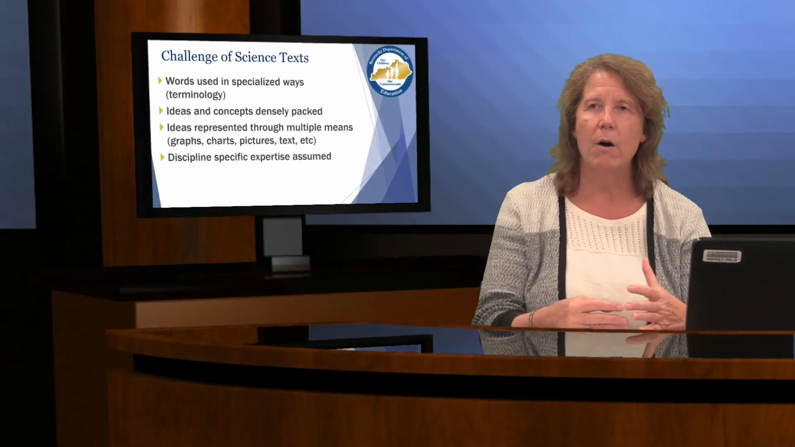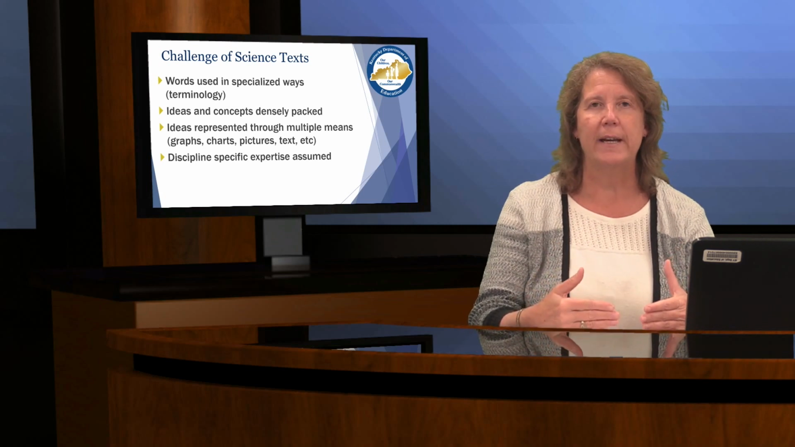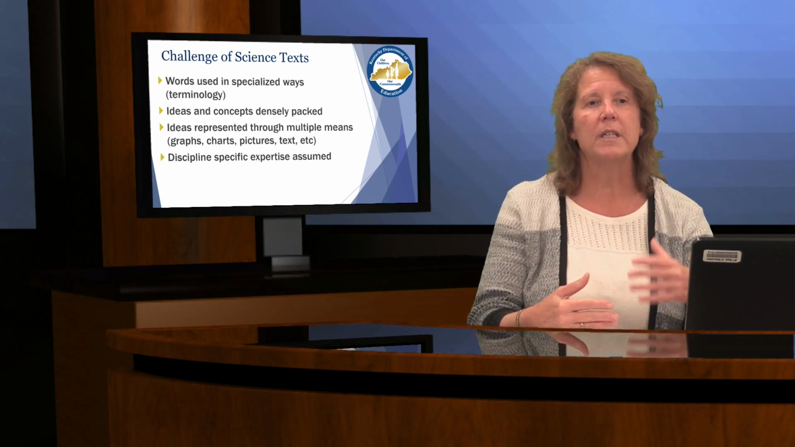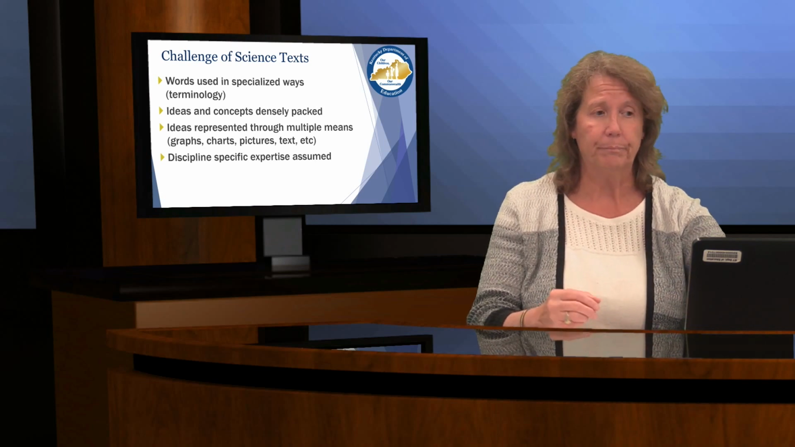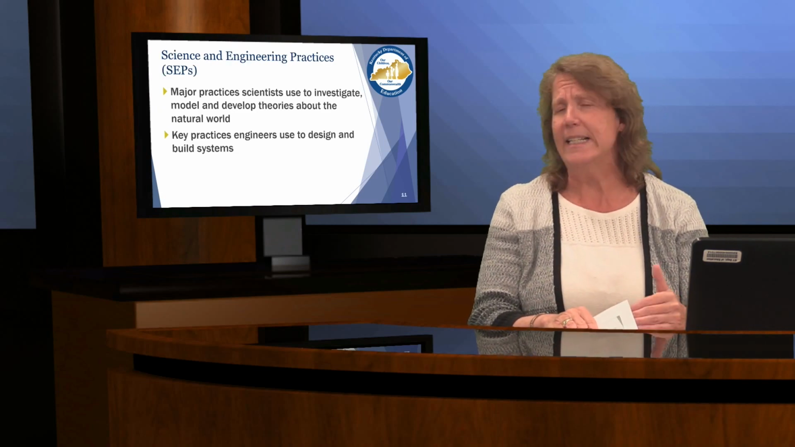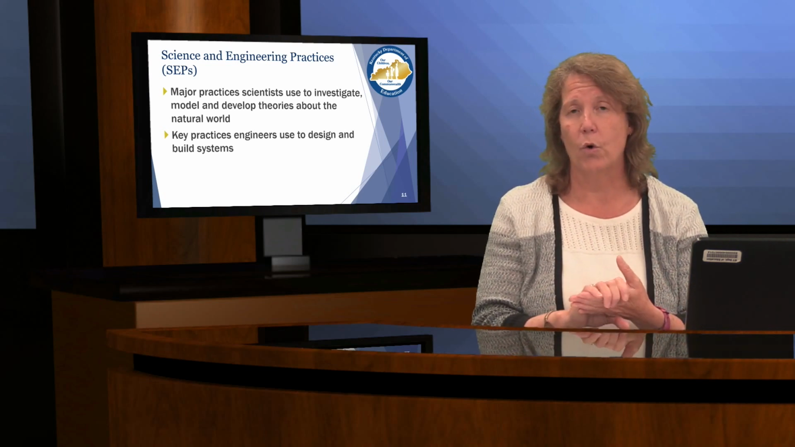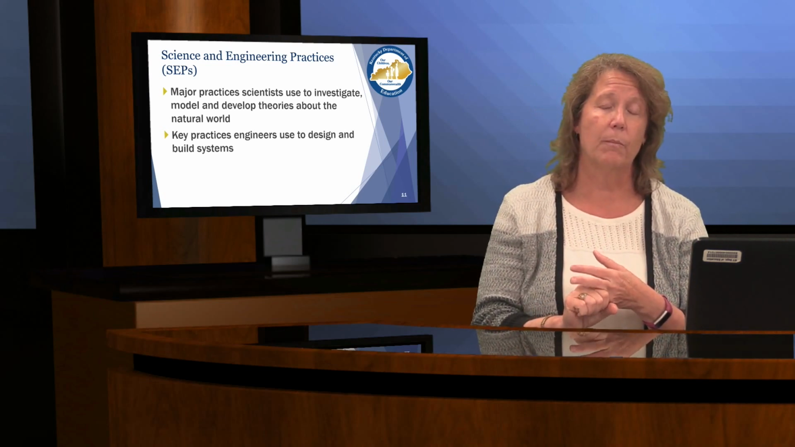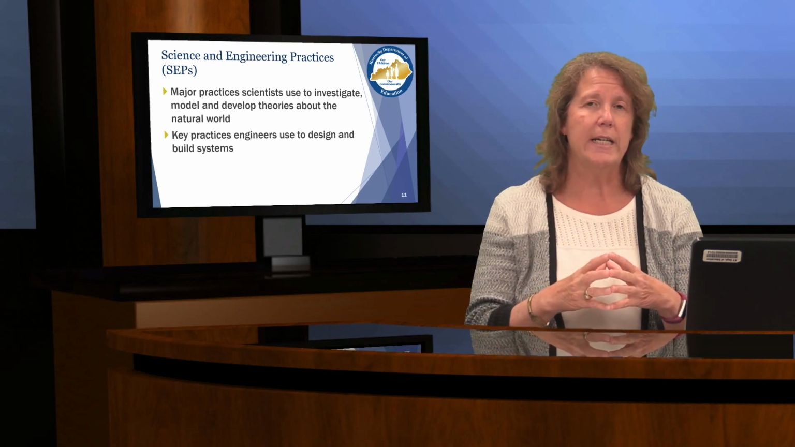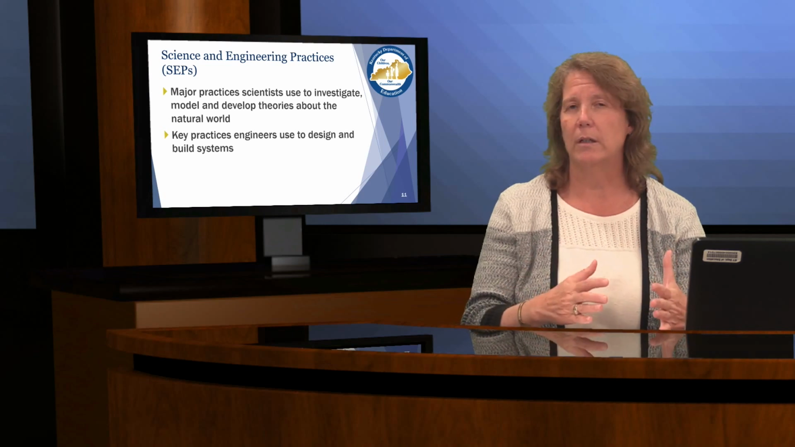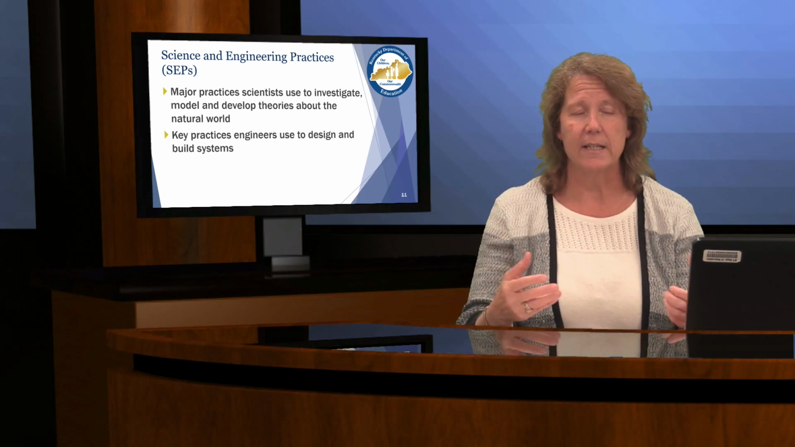So there are some components that are maintained within or assumed by the writers that are trying to communicate information. So in the sciences, we have the three dimensions. We have the disciplinary core ideas, we have the science and engineering practices, and we have the cross-cutting concepts. The disciplinary core ideas would be that big L literacy that we talked about earlier. That is your earth, space, physical, and life sciences.